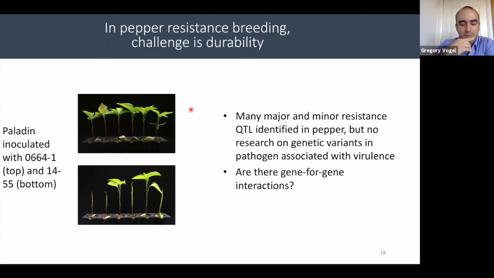A lot of work has been done in pepper in terms of characterizing the genetic basis of resistance to Phytophthora blight. QTL of both major and minor effect have been detected, but there's really been no research on genetic variants in the pathogen that are associated with virulence. We also don't really know the molecular or the genetic basis of interactions. You know, are there classic gene for gene interactions between R genes and avirulence genes? None of that has been characterized.